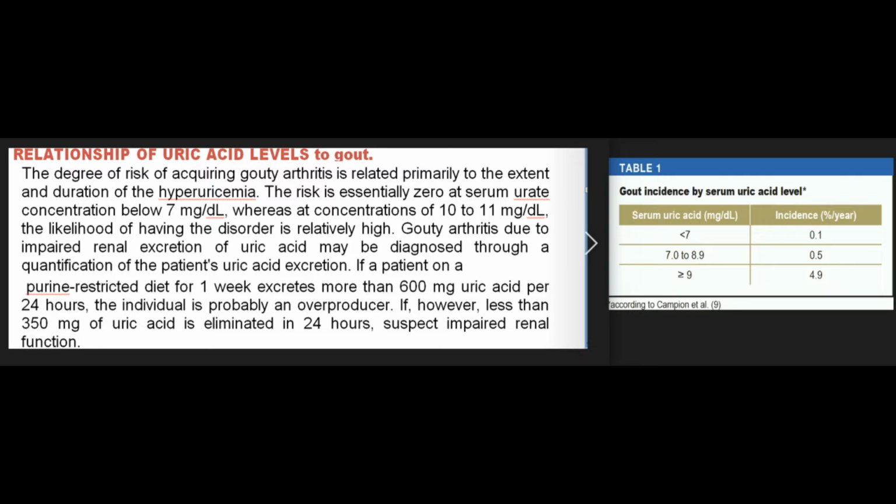Gouty arthritis due to impaired renal excretion of uric acid may be diagnosed through a quantification of the patient's uric acid excretion. If a patient on a purine-restricted diet for 1 week excretes more than 600 mg uric acid per 24 hours, the individual is probably an overproducer. If, however, less than 350 mg of uric acid is eliminated in 24 hours, suspect impaired renal function.